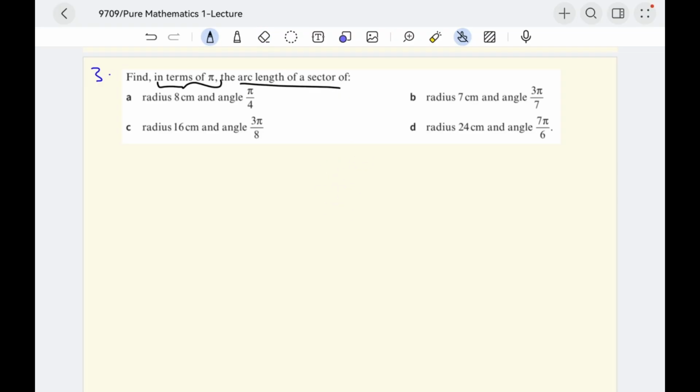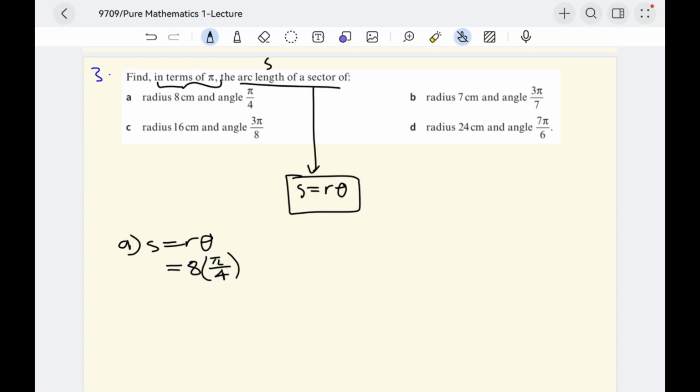The arc length of the sector. What is the formula for the arc length of a sector? Recall that arc length is s equals r theta. You must remember this formula. I think you should have a core and solid knowledge from secondary school for recognizing this formula. So let's solve the first part, A. It's basically just using the formula. r is your radius, theta is the angle in radians. So we have 8 and pi over 4. Multiply these two together to get 2 pi.